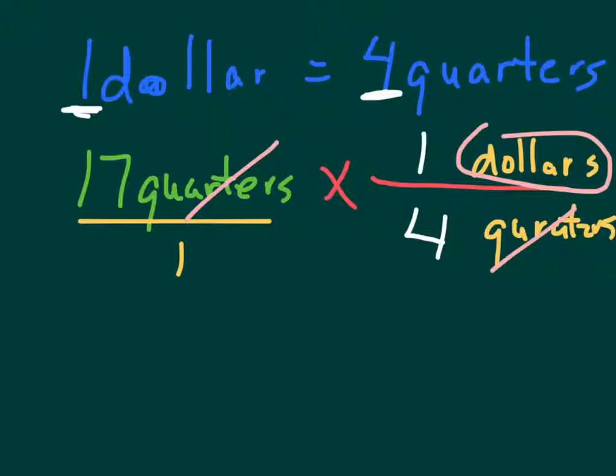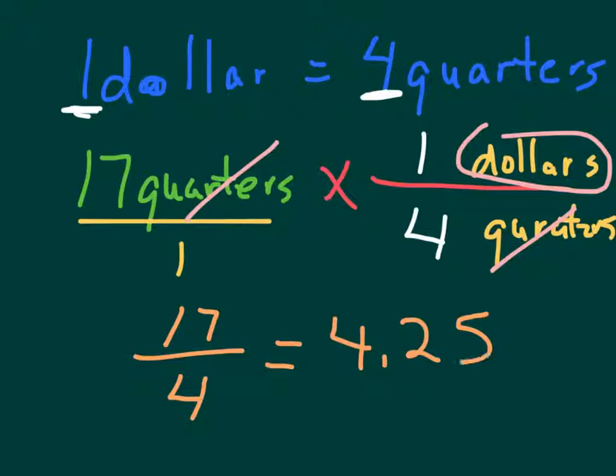So in this case, what we have here is 17 times 1, which of course is 17. Then we have 1 times 4, which is 4. And then when we do the math, it simply comes out to 4.25. And remember, no units, no credit. The way we put the units on a dollar is like that, or you could literally write dollar right here. Either one would be acceptable. So this is our first example of a conversion.